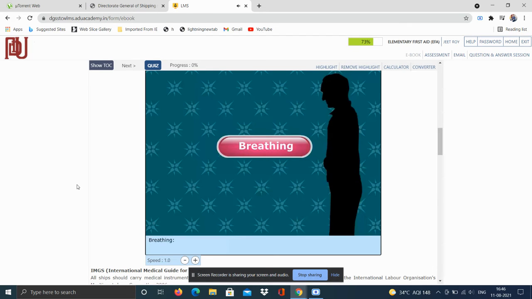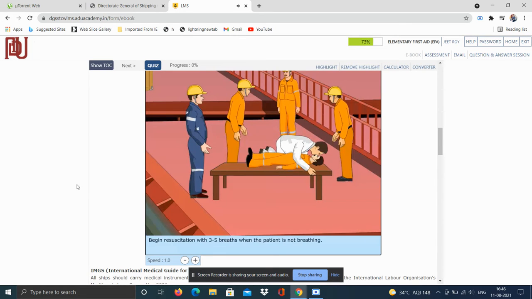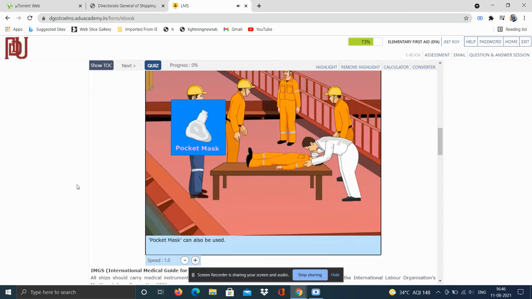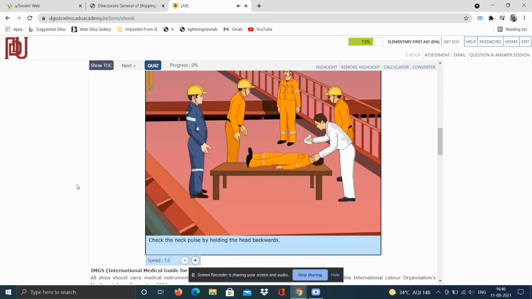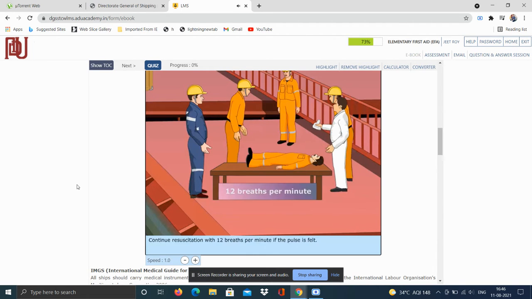Breathing. Begin resuscitation with 3 to 5 breaths when the patient is not breathing. Pocket mask can also be used. Check the neck pulse by holding the neck backwards. Continue resuscitation with 12 breaths per minute if the pulse is felt.